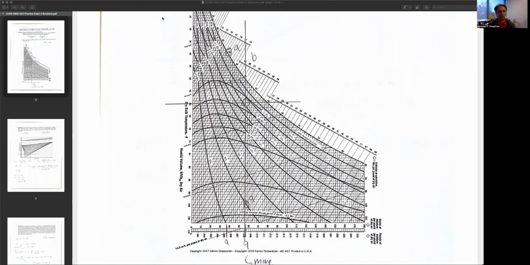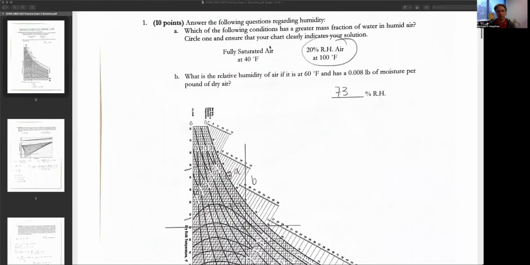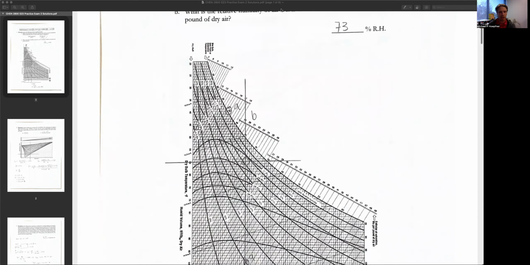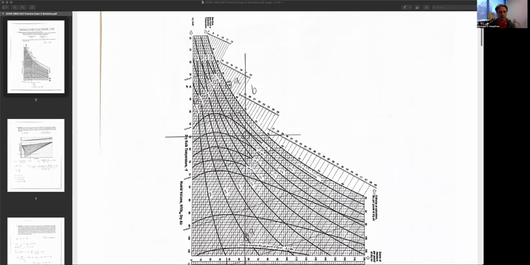If we go back up to the question, the 2 points we want to compare are, first, fully saturated air at 40 degrees Fahrenheit. That's the condition where you're at 100% relative humidity. So we go to 40, and move all the way up to 100% relative humidity. Now at this point, the dew point and the wet bulb temperature are the same thing. We can read all the way down, and I've marked here the humidity ratio of that one. It's around 30 to 40 grains.